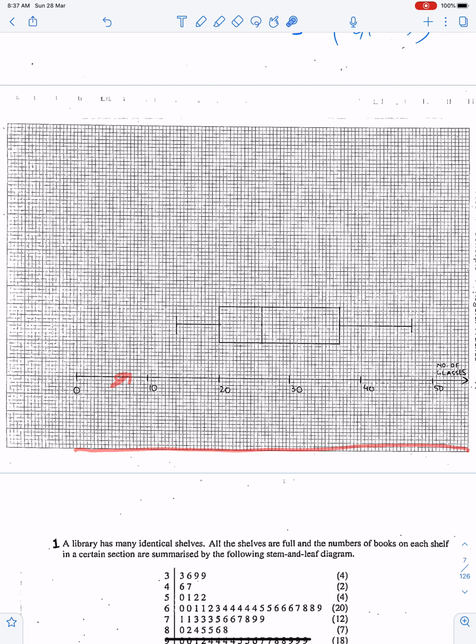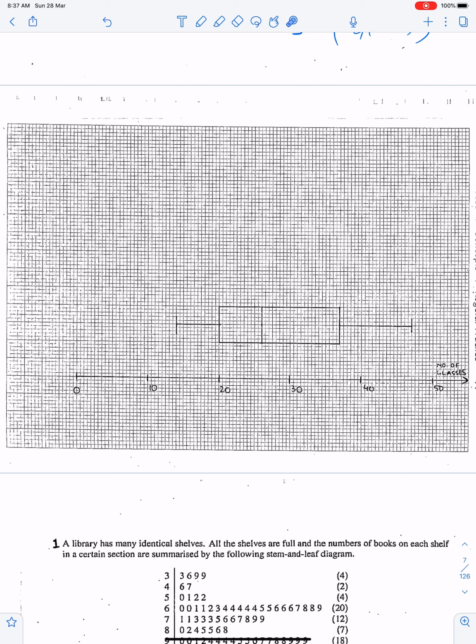Make sure you draw this axis here, and you must write the unit, number of glasses, and label this horizontal axis. I already explained how to draw a box plot in my first lecture, but I'm again going to explain how to draw a box plot.